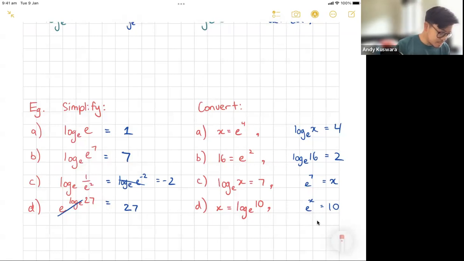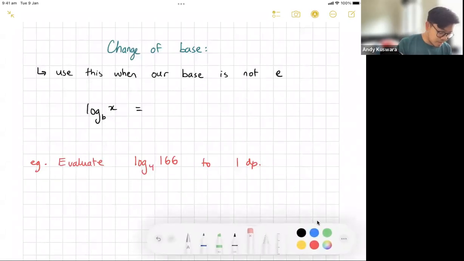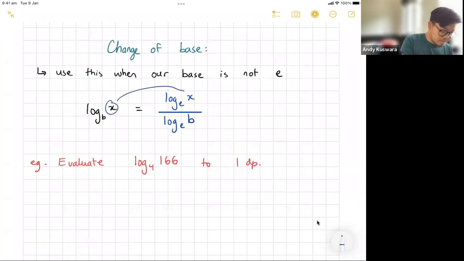Okay. Now, there's one more thing that we need to go through. It's a bit of a long one today, but today we've got change of base. This is going to be helpful for us, especially when our base is not e, because like we said, in your calculator, you've only got base e or base 10. So if you have log of some other base b of x, we can rewrite it with log e, but it's going to be log e of x over log e of b. So that term stays on top, and that term goes to the bottom, and that's the way that we change our base.